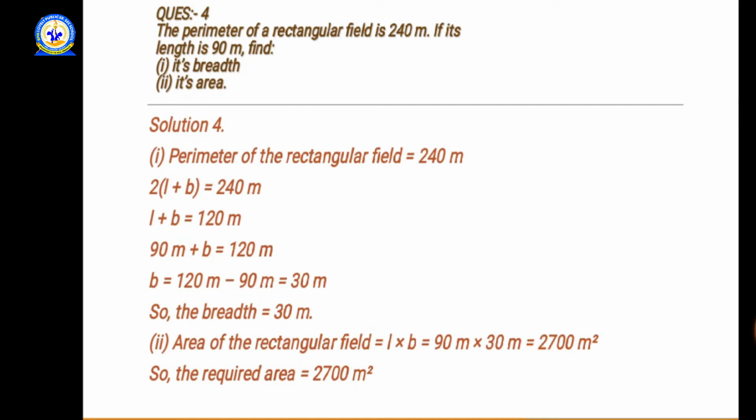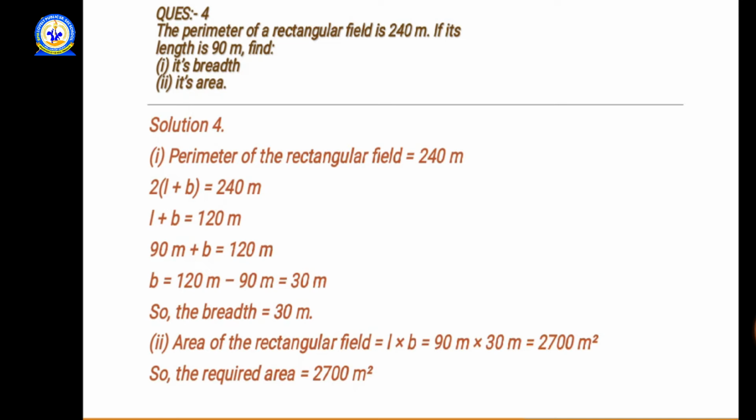And what is the formula of perimeter of a rectangular field? It is 2 into (L plus B), that is equal to 240 meter. That is given in the question. So first, the 2 on the left hand side, when it goes to the right hand side, it will divide. 240 divided by 2 comes to 120 meter.